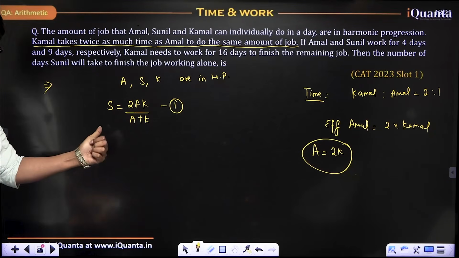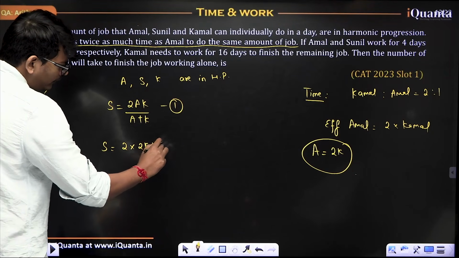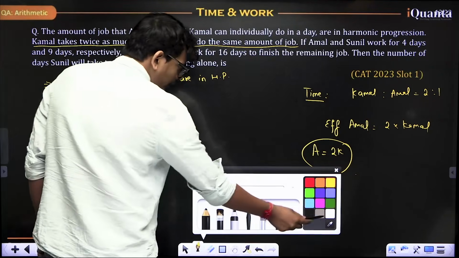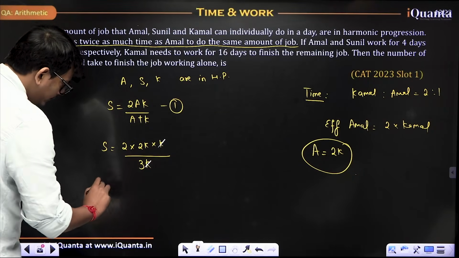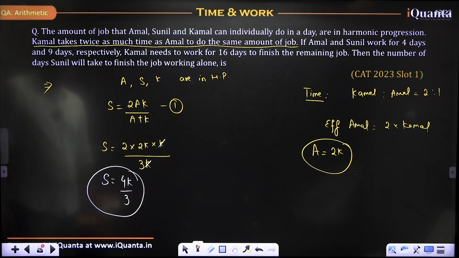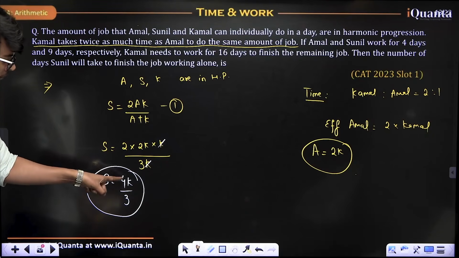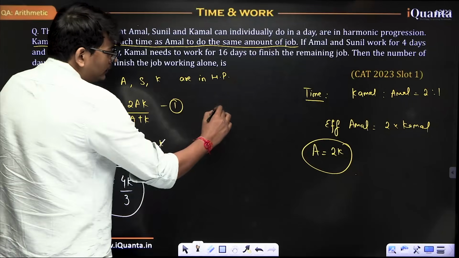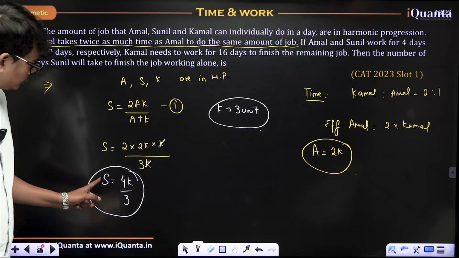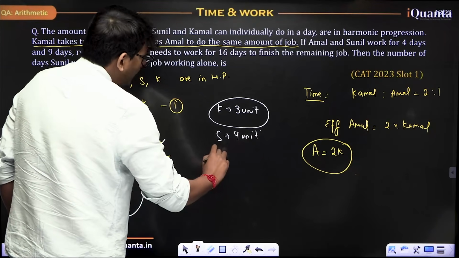Now I can put it here. S is equal to 2 into 2K into K upon 2K plus K, that is 3K. Now you can easily cancel out K. So S is equal to 4K by 3. Now if I assume something to make my question easy, if I say Kamal efficiency is 3 units, Sunil will be 4 units and Amal will be 6 units.